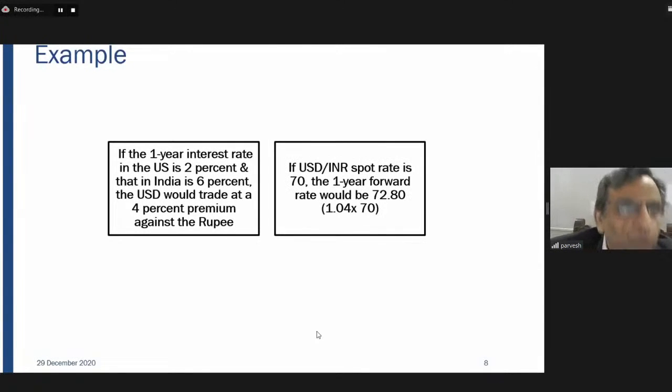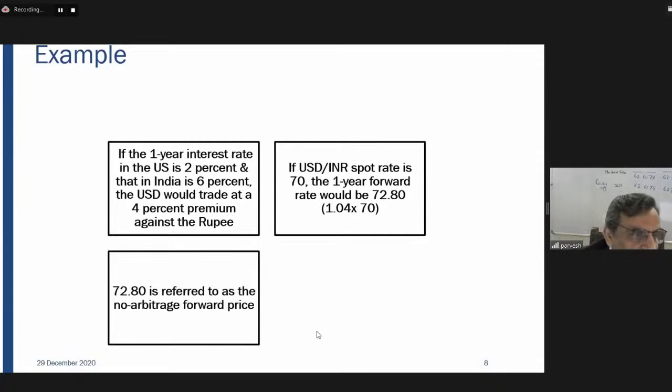Suppose the USD INR spot rate is 70 rupees. The 1-year forward rate would ideally be 72.80, which means 4% higher from today. So the spot rate today is 70, and when you go to the bank and ask what the forward rate is, if the interest parity theory holds true, the bank will tell you that $1 is available at 72.80 after 1 year. This is what the interest parity theory says.